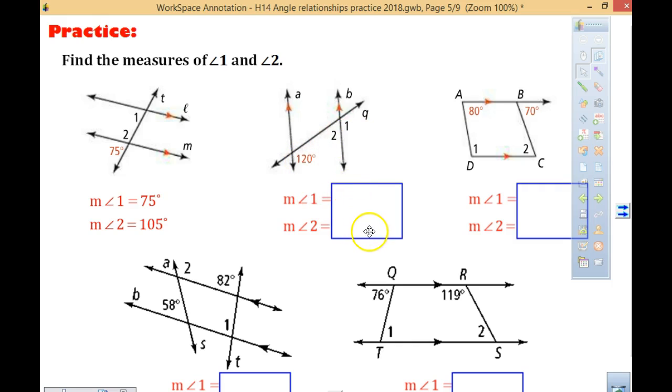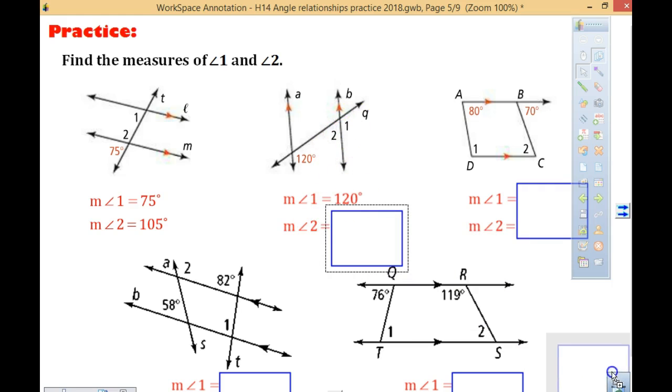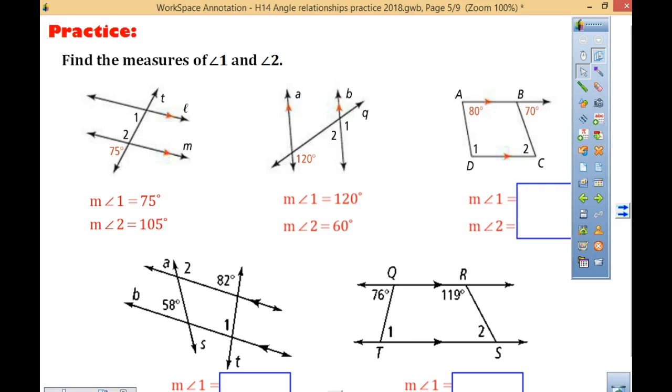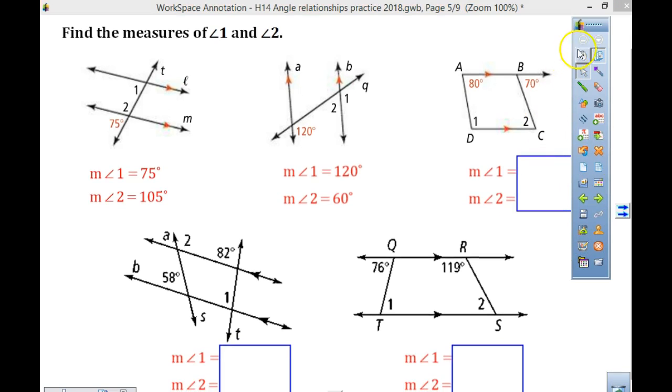What do I know about angle 1 with the 120? 120 is the same as the measure of angle 1. They are corresponding. Corresponding, just like angle 1 was here. And then 1 and 2 together have to be supplementary, which means it must total to 60 degrees. Taking a look at that next picture.